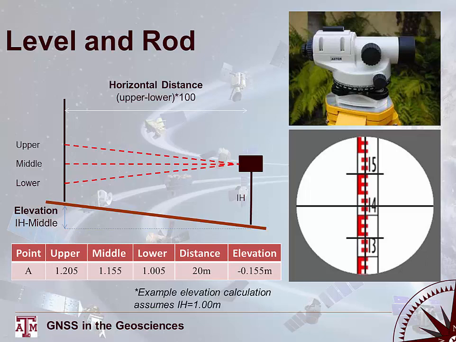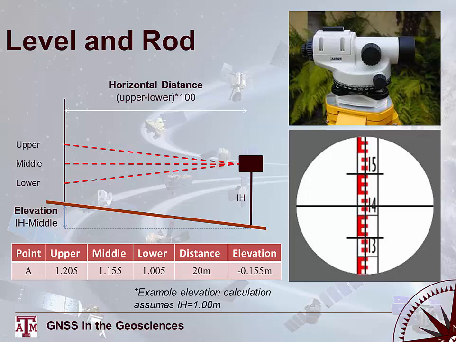So for this example, let's say that you measured an upper crosshatch as 1.205 meters. You measured the middle crosshatch as 1.155 meters, and you measured the lower crosshatch as 1.005 meters.